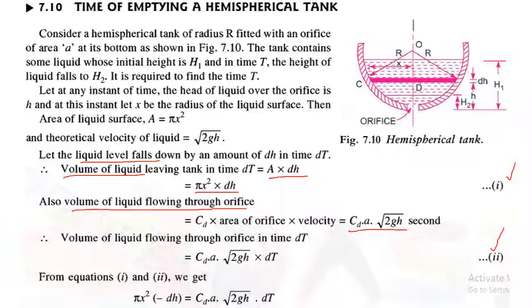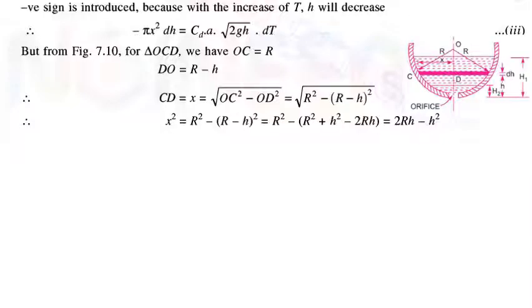And we also have a negative sign here since the height of liquid is falling or decreasing with increase in time. So, pi x square into minus dh is equal to CD into A into square root of 2gh into dt. dt is there because this is the discharge per second. So, multiplying with dt gives us the total volume of the liquid.